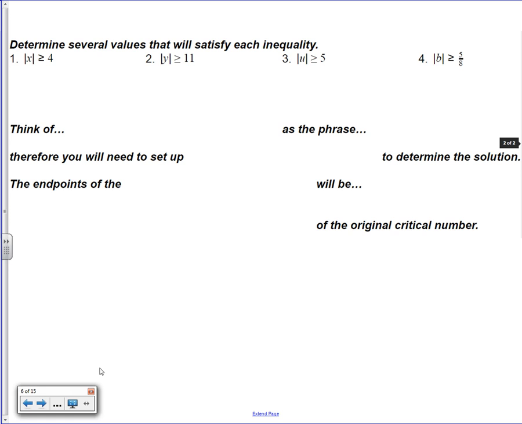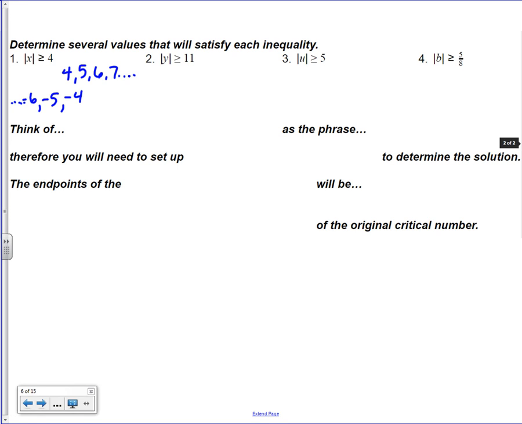Well, I could put in 4, I could put in 5, 6, 7, and I could put in any number that's greater than 4. But because it's an absolute value, I could put in -4, -5, -6, and any number that is less than -6. So you can see that any of my answers could be greater than or equal to 4 or less than or equal to -4.